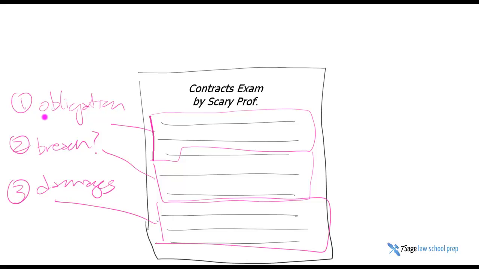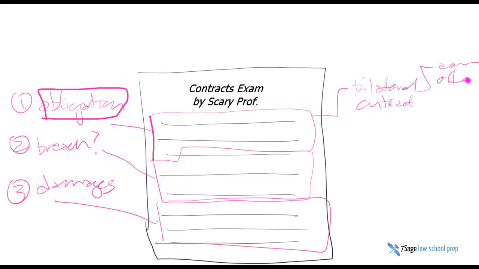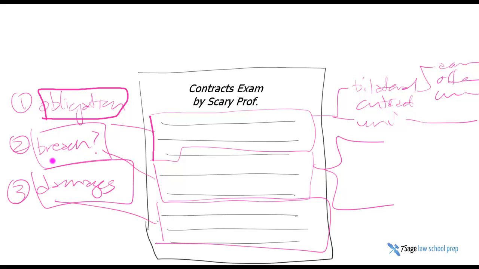Each of these is a very complicated thing with many, many subparts. Whether there's an obligation can involve whether or not there's a bilateral contract, and that in turn is based on acceptance, offer, consideration, unilateral contract, and so on. Each of these is full of the immensely rich body of law that you learn for contracts. But this is the tip. Almost every contract fact pattern can be broken down into 1, 2, or 3. Obligation, yes or no. Breach, yes or no.